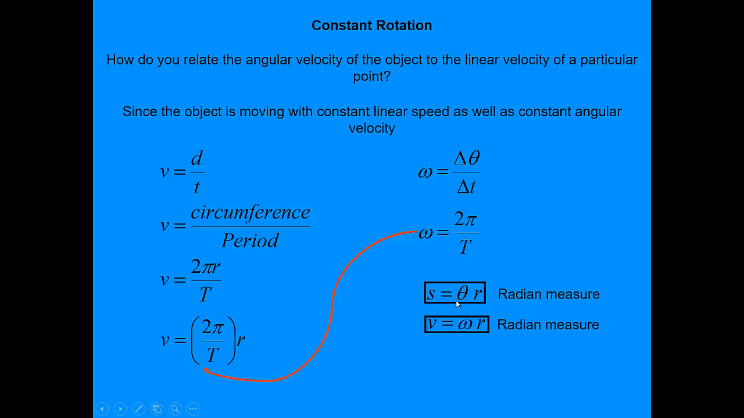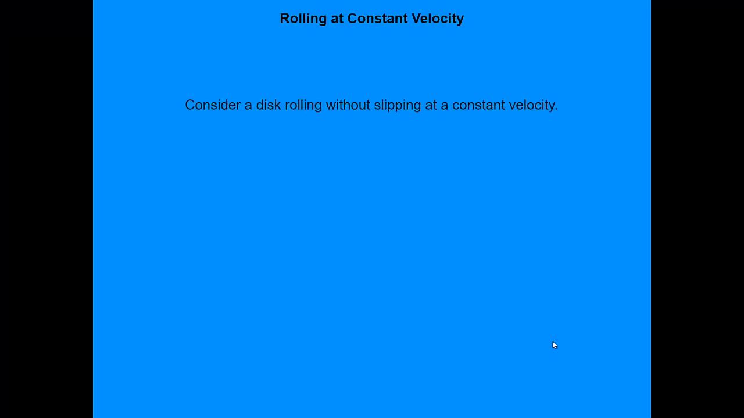s equals theta r. s is the distance it moves as it's rotating, the arc length. Theta is the angle it's rotating through. v is its linear speed, and omega is its angular velocity. With me so far? Okay, let's keep going.